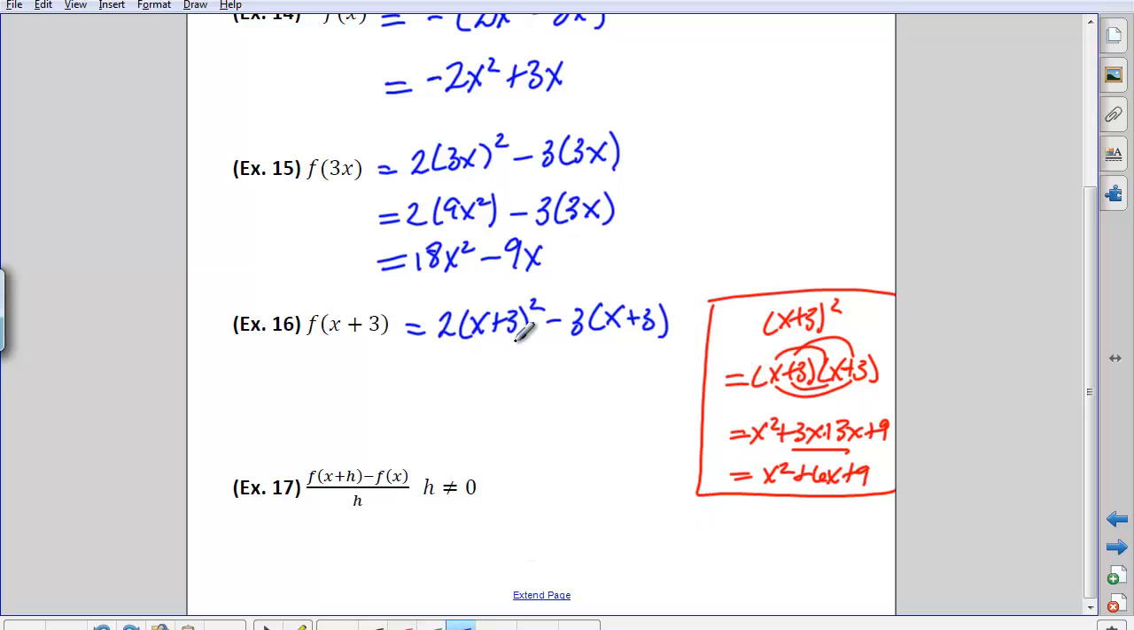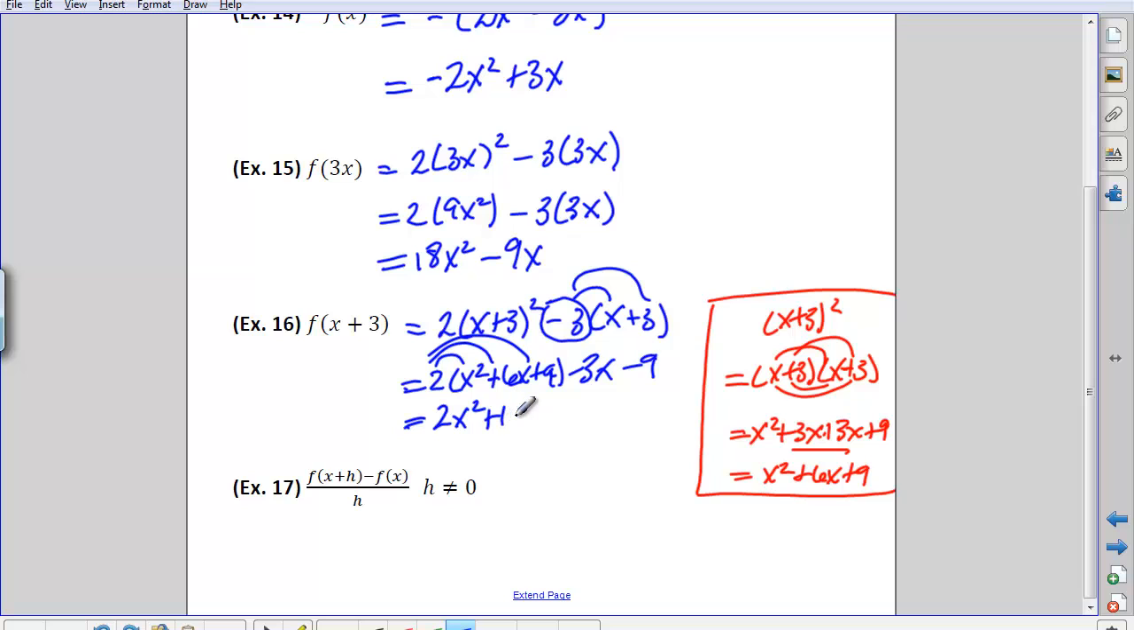Okay, so the x plus 3 squared we can replace with x squared plus 6x plus 9. Tell you what, we can also go ahead and distribute that minus 3 there. Just kind of knock that out. Minus 3x minus 9. Next, we need to distribute that 2. So 2x squared plus 12x plus 18. And then bring down minus 3x minus 9.